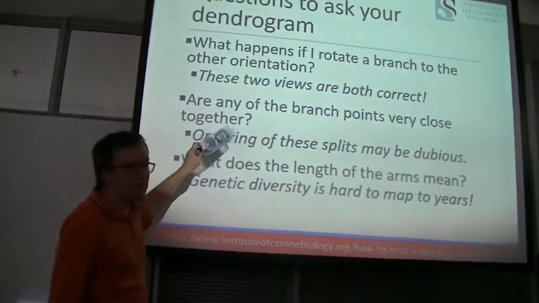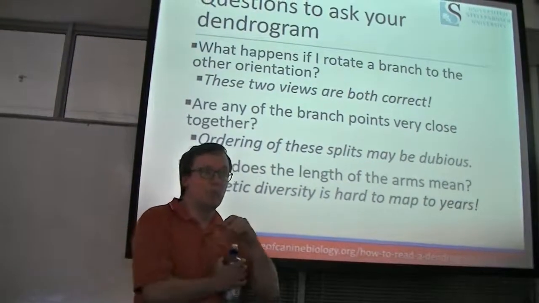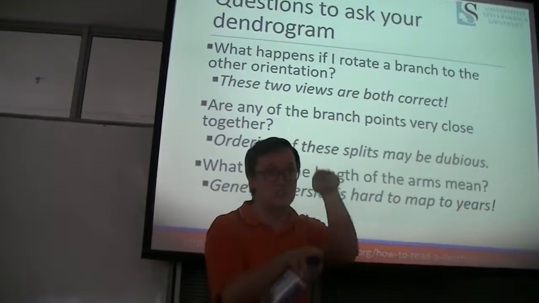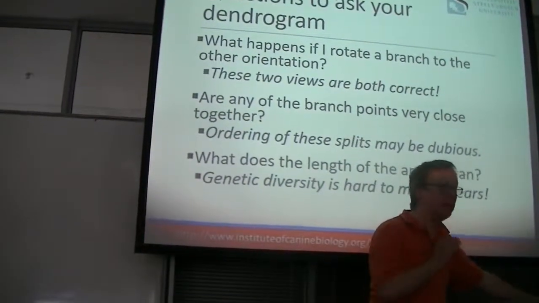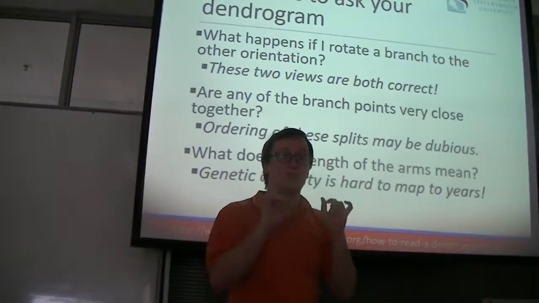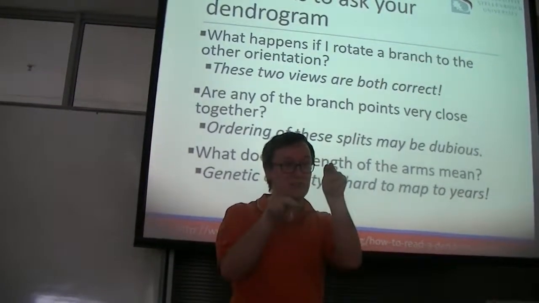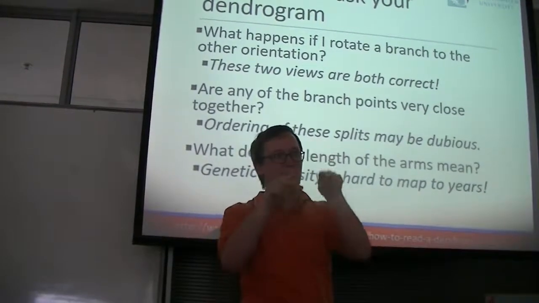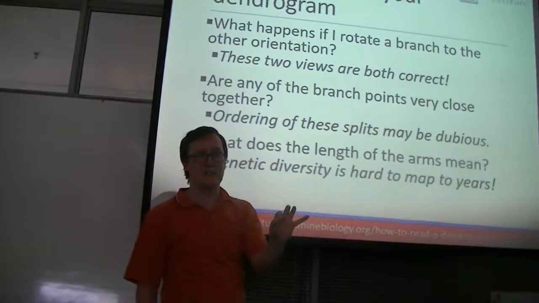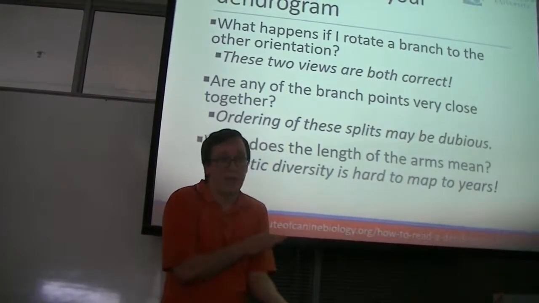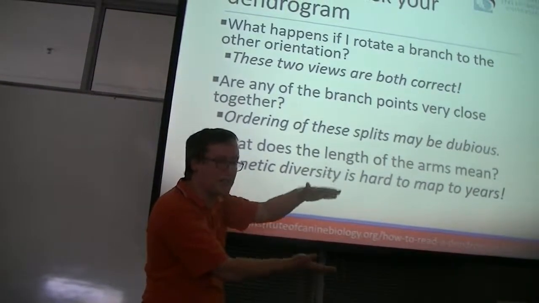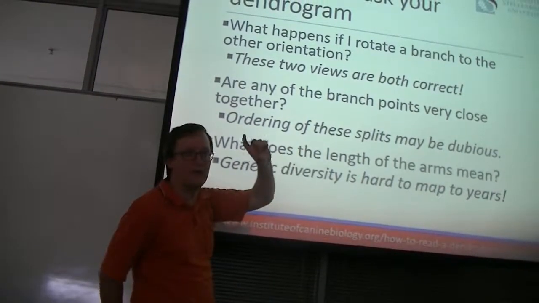Okay. Are any of the branch points very close together? Now, in this case, we didn't really talk about how the distances between branch points and the nodes are set. But you can imagine, if you're doing something like a molecular evolution phylogeny, that you could have these branch points actually quite close together. And in reality, that generally is a way of the software informing you that it's not sure which of them should be first. So you could imagine that the branch splits up or splits down either way. So if you see that, it may be a sign that this is not, in fact, the unique hierarchy that could come from your data. It could be that if you rerun this 10 times, 60% of the time it's the other way. So, worth knowing. If the branch points are very close together within the dendrogram, that's a good sign that there's some dubiousness about the ordering of those splits.